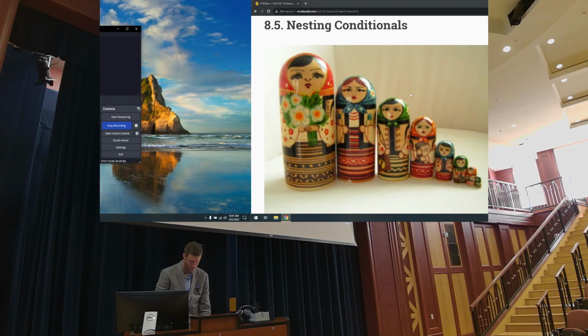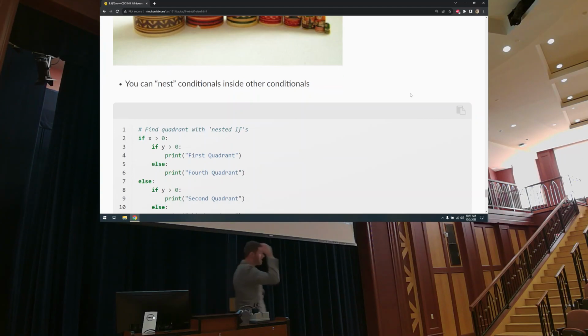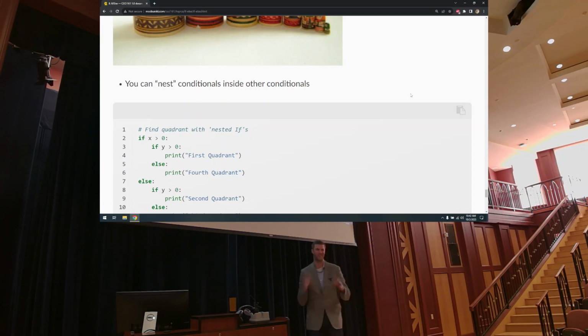All right, looks good. So nesting. There's nothing stopping us from nesting if statements inside each other. You can have as many as you want. Now, if you find yourself nesting like 4 or 5 if statements deep, you might have bad design of your code. It'll function, but that's messy.